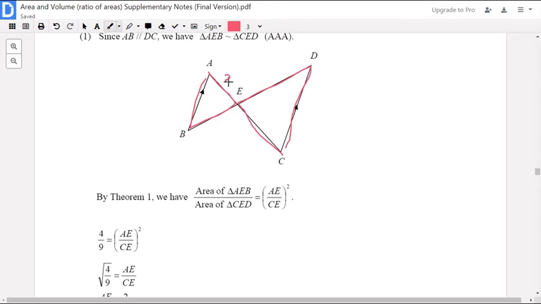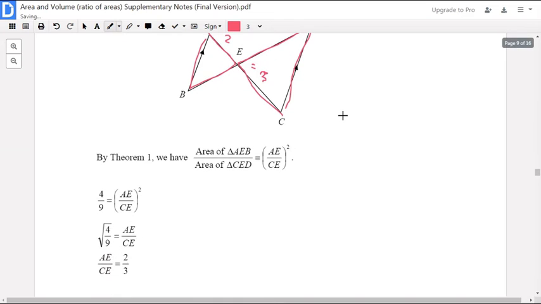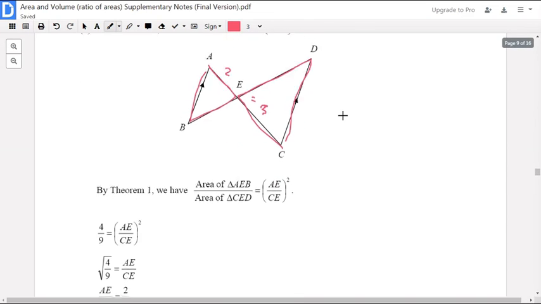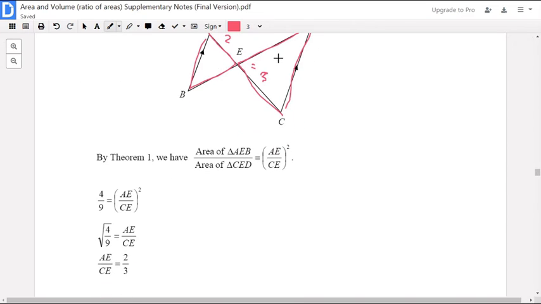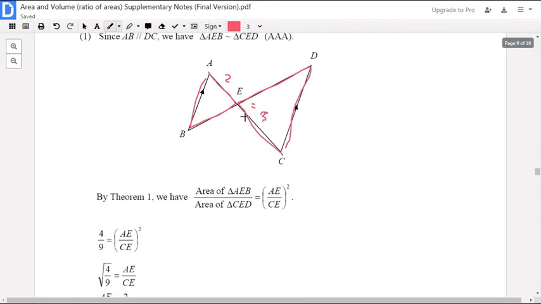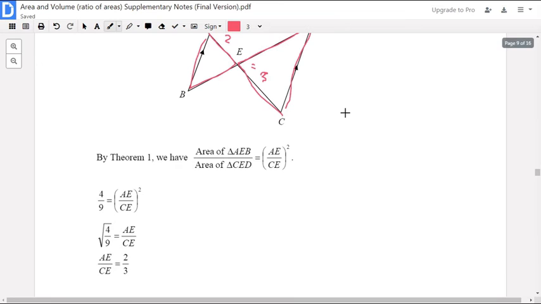Of course, the actual lengths of AE and CE may not be 2 cm and 3 cm, but the ratio must be 2 to 3 here. Using theorem 1, the area ratio is 4 to 9. Taking the square root, the ratio of the lengths of the sides is 2 to 3.